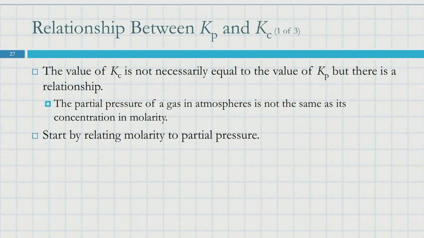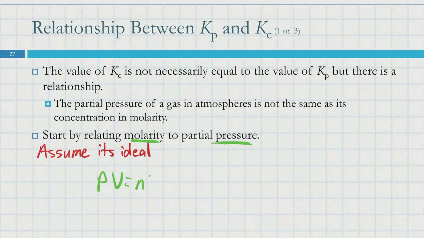So the partial pressure of a gas in atmospheres is not going to be the same as its concentration in molarity, but we can relate the two assuming that it's ideal. Which we're usually going to do because this is a classroom and it's also an undergraduate class. We're not going to get that complicated. So we want to relate molarity and pressure. Hopefully, what comes to mind is PV equals nRT.